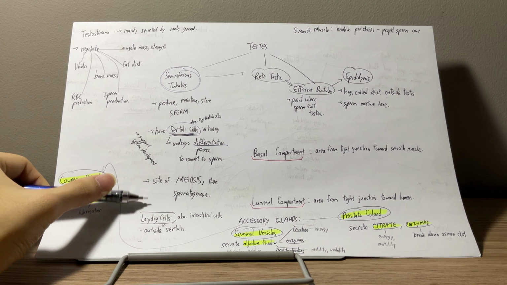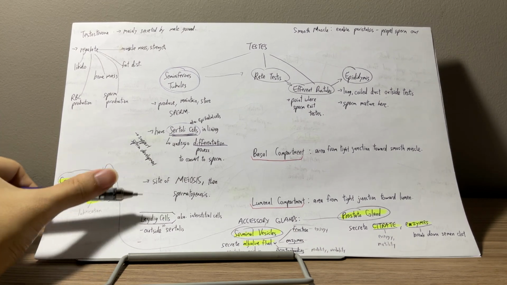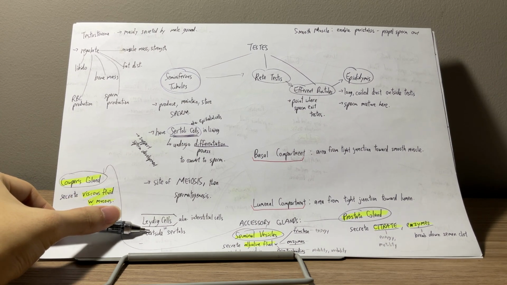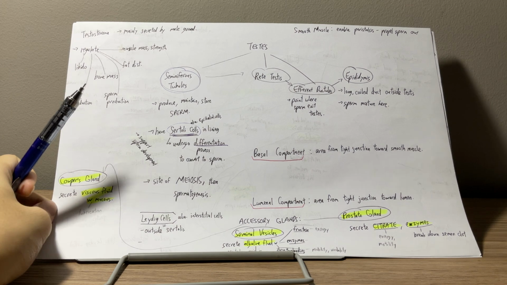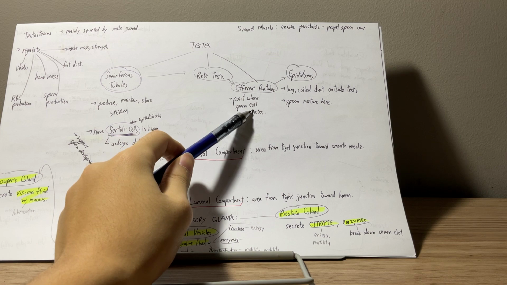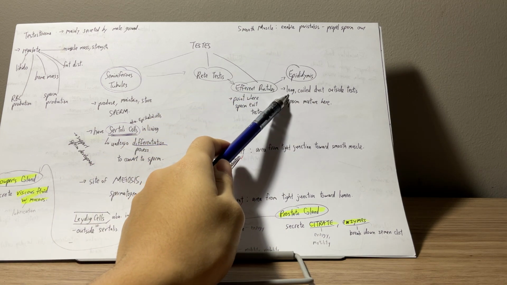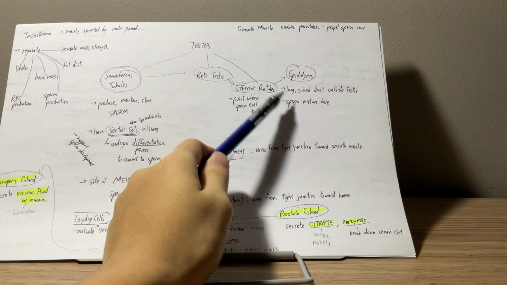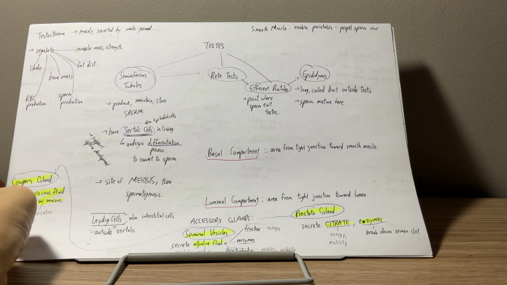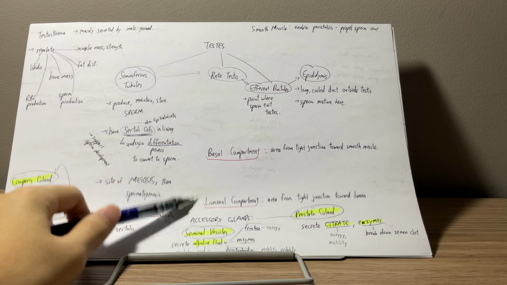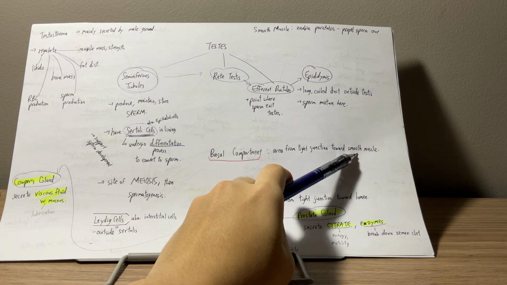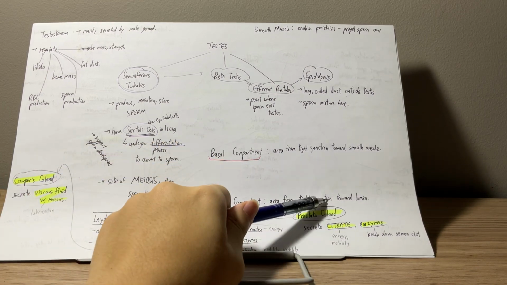The Leydig cells, so we have 2, Sertoli and Leydig. The Leydig cells, in other words the interstitial cells, are located outside of the Sertoli cells. The efferent ductules is where the sperm exits the testes, and the epididymis is a long coiled duct outside the testes. The sperm matures here. Basal and luminal compartments: basal is the area from the tight junction towards the smooth muscle. For luminal, that is towards the lumen.